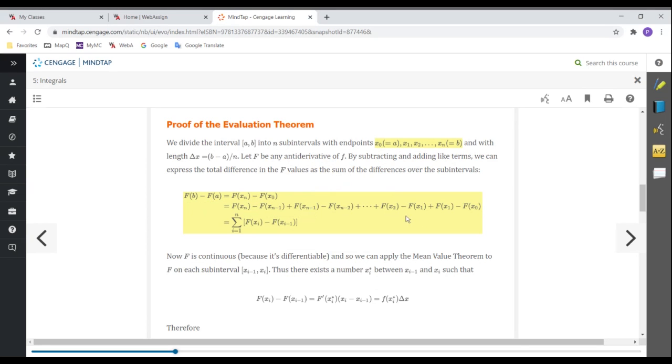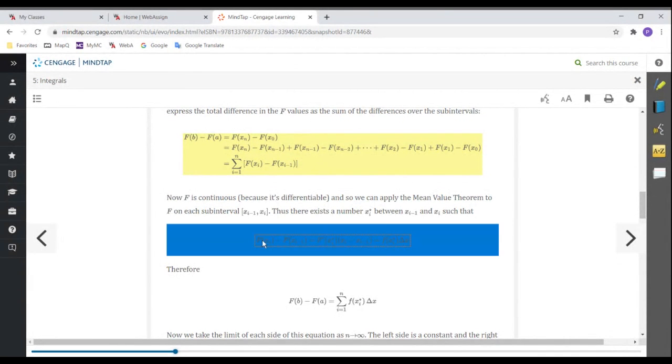And you can subtract and add, for instance, you can subtract F of x1 and add F of x1. You can do this for any number of points. And you can write capital F of b minus capital F of a as the sum from i equals 1 to n of F of x i minus F of x i minus 1.